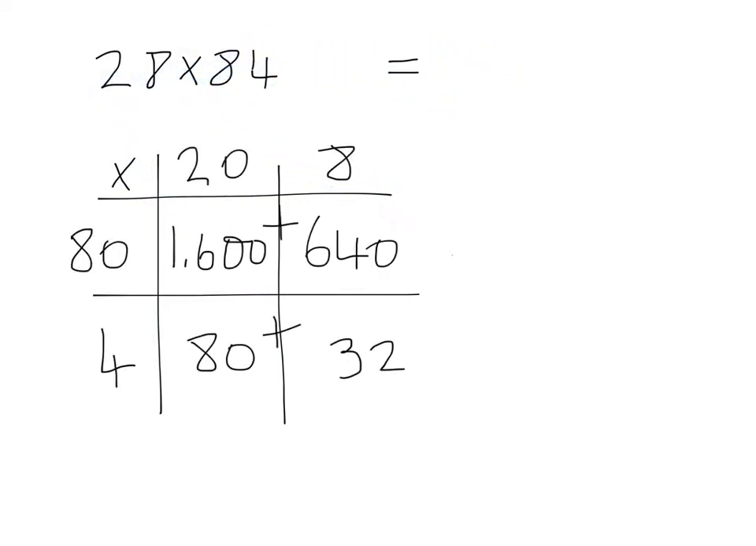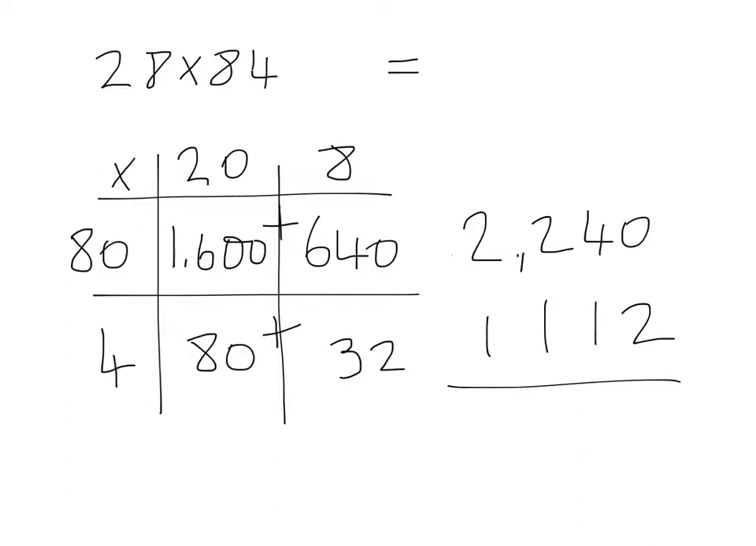So let's add these up. We should have these four answers when we've multiplied the four partition numbers. And I'm going to add once again the top two numbers. 1600 and 640 would give me 2240. 80 and 32 give me 112. Then all we need to do is add these two numbers together.